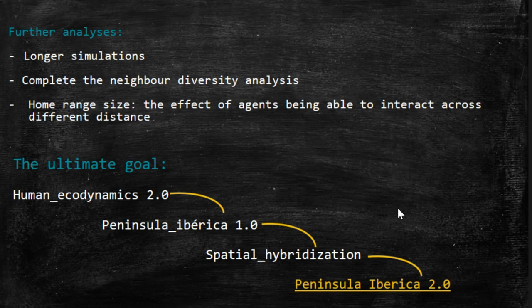For the analysis we have to do longer simulations, because as you could see, there are some simulations that are not completely stabilized. We have to complete the neighbor diversity analysis and do the analysis of home range sizes. As I've said, the ultimate goal was not those outcomes. The ultimate goal is to get to know our model better in order to implement new parameters and to get a new big and marvelous model called Peninsula Iberica.